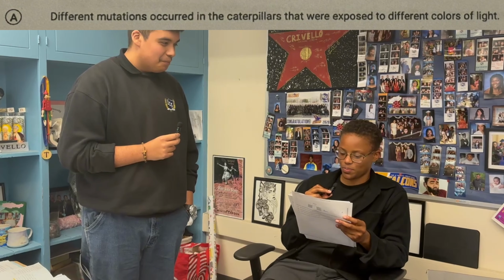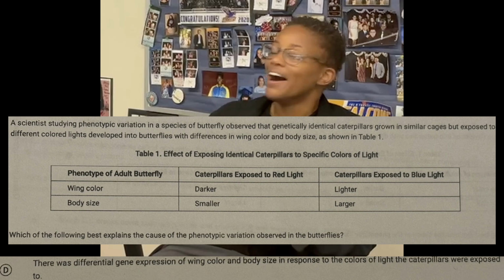I'm going to say A, that different mutations occurred in the caterpillars that were exposed to different colors of light. And that is incorrect. Oh no, you still hold the mic. The correct answer is D.